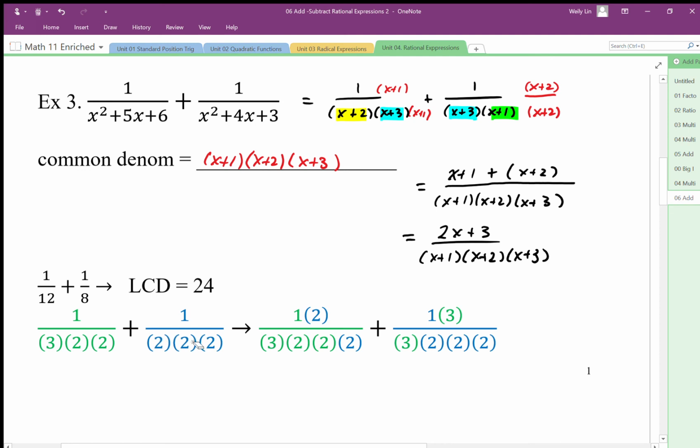Here we're missing a factor of 3, so multiplying by a factor of 3 gives us the common denominator of 24. And to balance, we need to make sure we do the top and bottom by that same factor that was introduced.